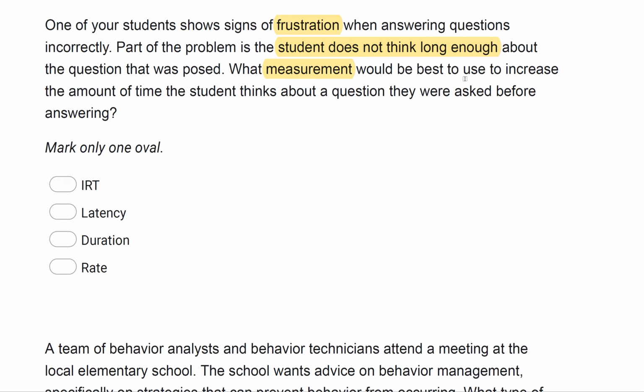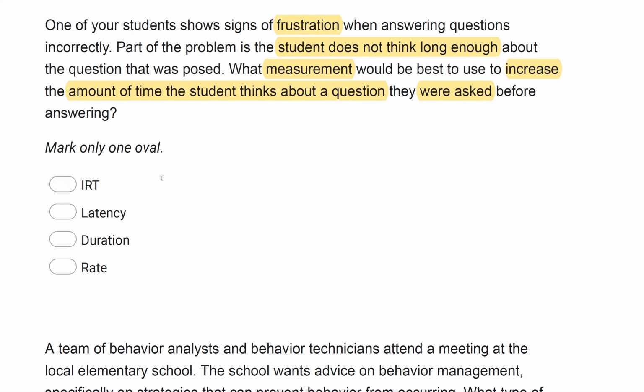Question says, what measurement is best to increase? So we need to increase something. The amount of time the student thinks about a question. And then importantly, they were asked before answering. So question is asked. We need to increase the amount of time they think before they respond. In other words, we have a SD, which is the question. We want to increase the time between that SD and the response. What kind of measurement are you looking for?